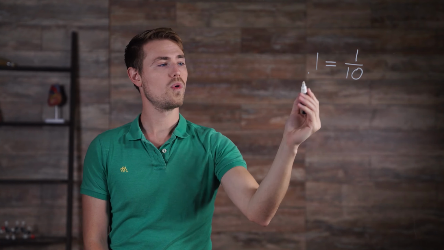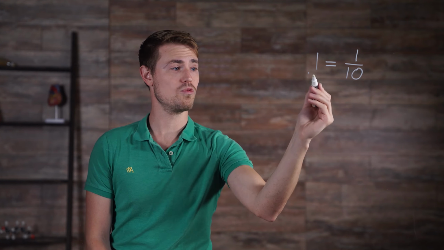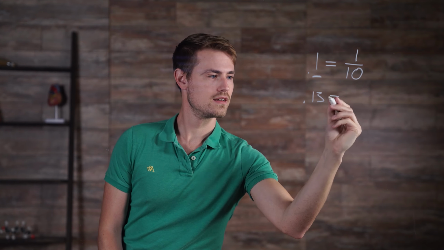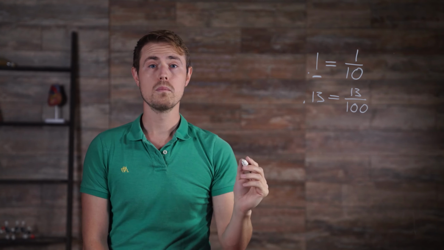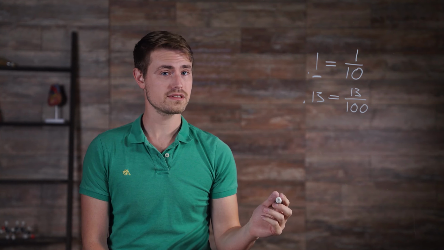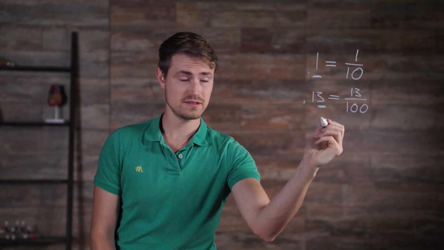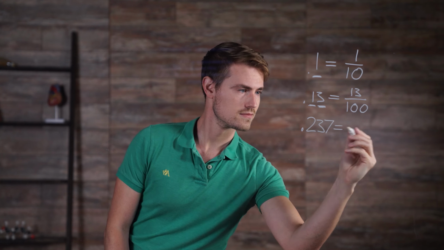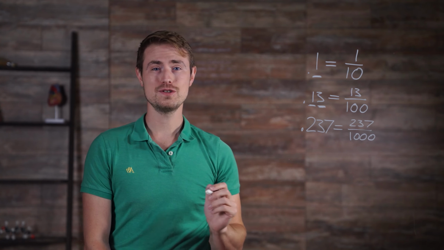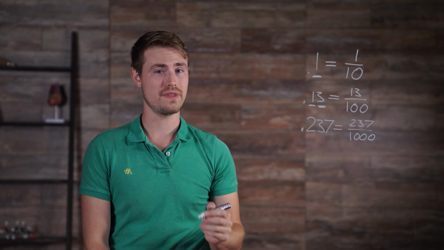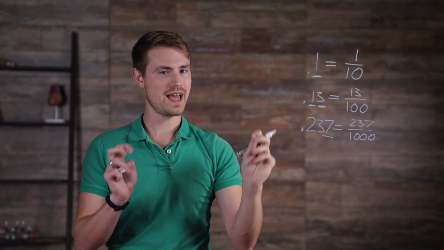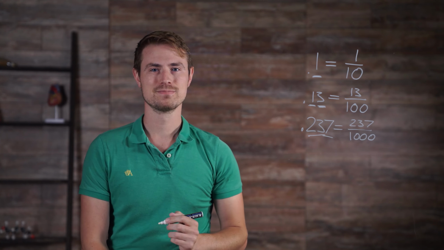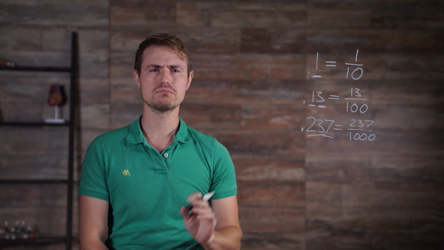For example, 0.1 is equivalent to 1 over 10 because the 1 is in the 10th decimal place. 0.13 is equivalent to 13/100ths because the 3 is in the 100th decimal place and the 1 is in the 10th decimal place. 0.237 is equivalent to 237 over 1,000 because the 7 is in the thousandth decimal place, and so on. These decimals can be written as fractions, so they are considered rational.